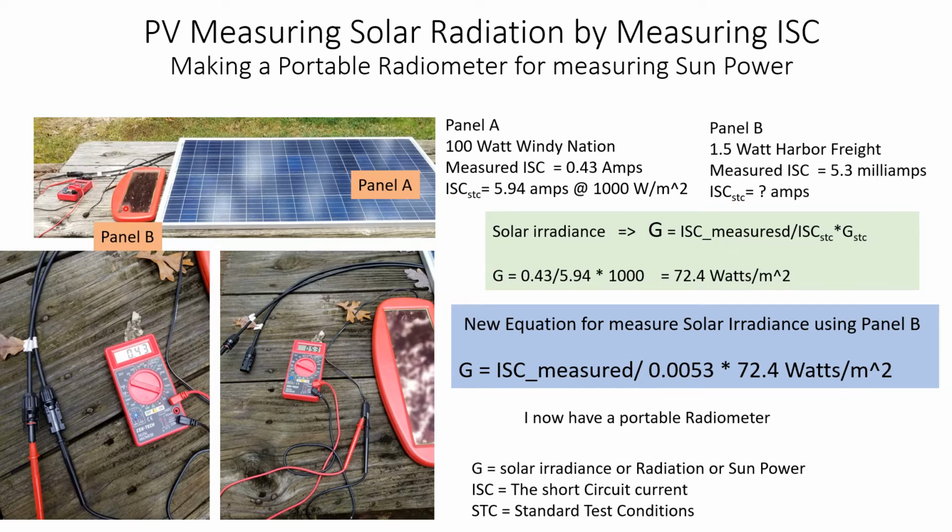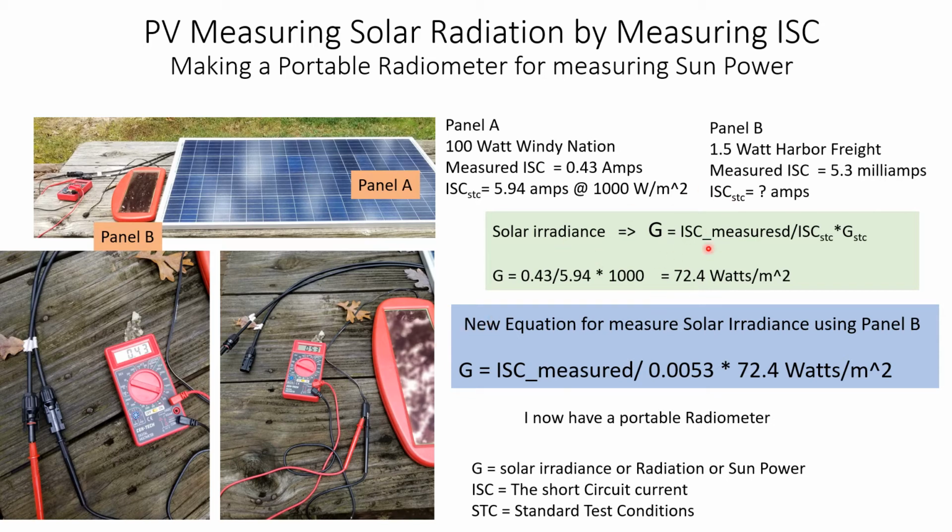All right, so we've done the measurements. Let's look at panel A first. The solar irradiance striking panel A, which I'm going to label G, is the measured short circuit current, the 0.43 amps, divided by the STC short circuit current, times the STC test condition of 1,000 watts per meter squared. So plugging the numbers into the equation, 0.43 divided by 5.94 times 1,000, this solar panel is seeing 72.4 watts per meter squared.